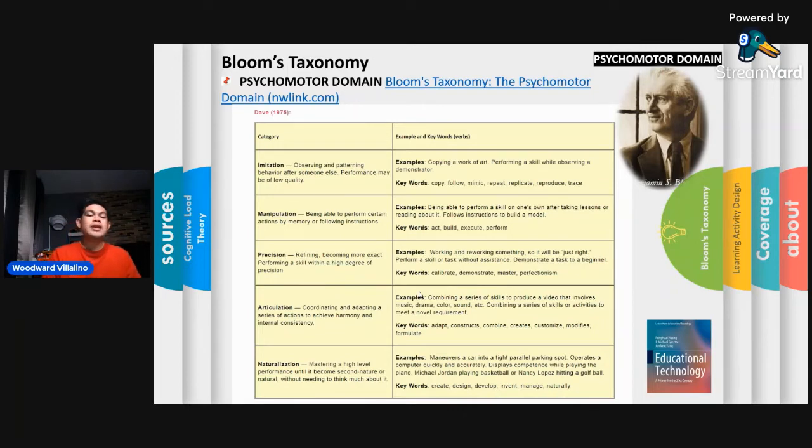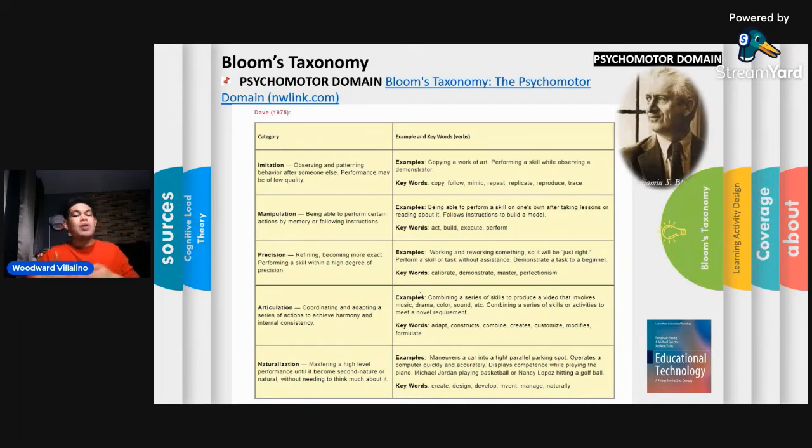Okay. First we have the psychomotor domain of manipulation. So being able to perform certain actions by memory or following instructions. So how do they manipulate the activity? Being able to perform a skill on one's own after taking lessons or reading about it, following instructions to build a model. How are they able to perform the skill after taking the lessons? After the teacher said so, how would they do it? How would they follow instructions?